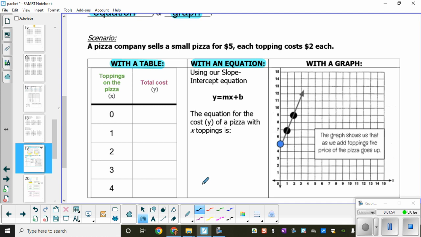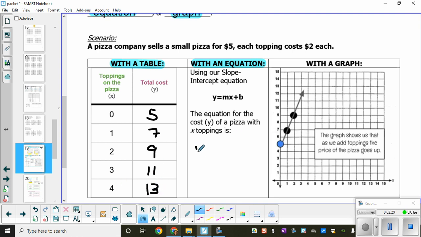So for this example, a pizza company sells a small pizza for $5, and then each topping is an additional $2. So if you don't get any toppings, you still have to pay $5 for the pizza. That's $5 for the small pizza. Now, if you get a topping, that's going to be $2 extra. If you got two toppings, it would be $4 extra. So 4 plus the 5 is going to be 9. We can see that one more topping should be $2 more, and it is, and another topping should be $2 more.